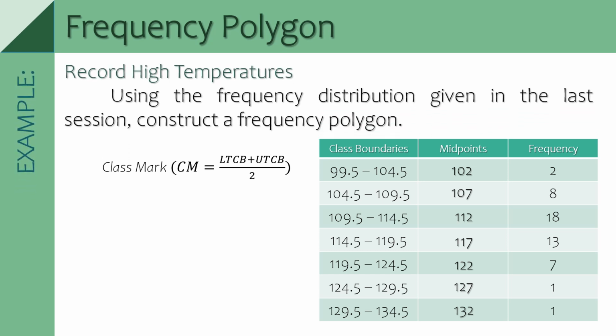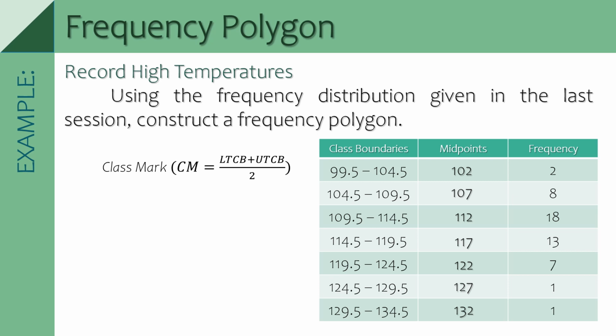Okay, so let us construct frequency polygon from our previous example, which is the record high temperature. Okay, so take note, in frequency polygon, we need to get the midpoints of the lower two class boundaries and then the upper class boundaries. So, ito yung formula yon. So, the midpoint also called as the class mark. So, the formula that we need to use is lower two class boundaries plus upper two class boundaries over 2. So, that is our class mark or midpoint.